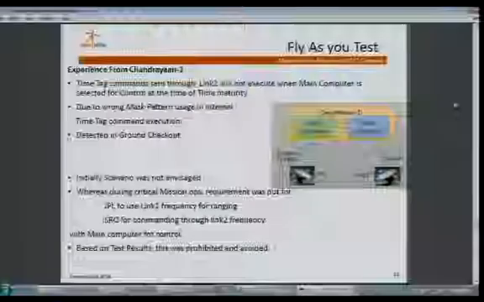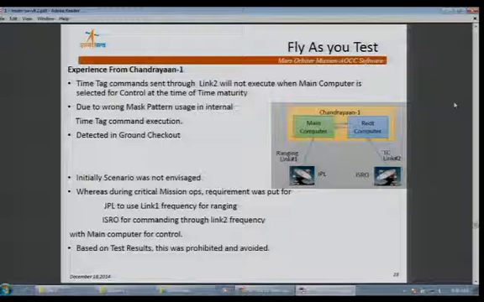Next slide, please. Another important thing I wanted to cover is an experience from our Chandrayaan-1 mission. There were some requirements, and it was revealed that the time tag commands, which are sent now and operate after some time, had an issue. There was one particular case: when the command is sent through link2, it will not execute, because link2 is linked to the redundant computer and the main computer is selected for control.